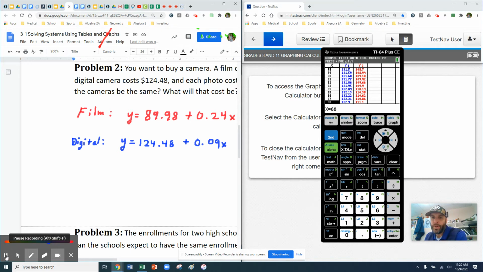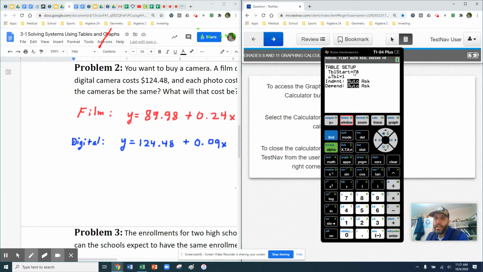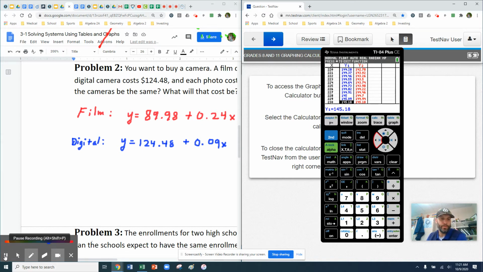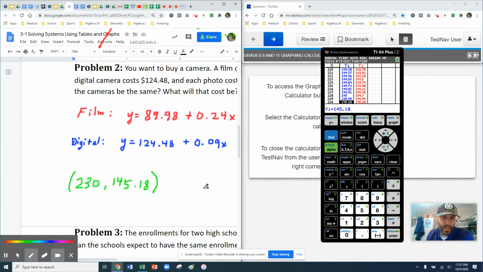And I've been scrolling for a while. I'm not getting close yet. The digital is still about $20 more than the film. So here's the next thing we could do. You can hit second table set and the table start. We're going to jump all the way to like 200 pictures. Then you can just hit second table again. Now we can see that the film camera is catching up to the digital camera and we get to 230, and at 230 we have an equal amount for both the film and the digital. So there you have it, using a table, one way to solve this equation.